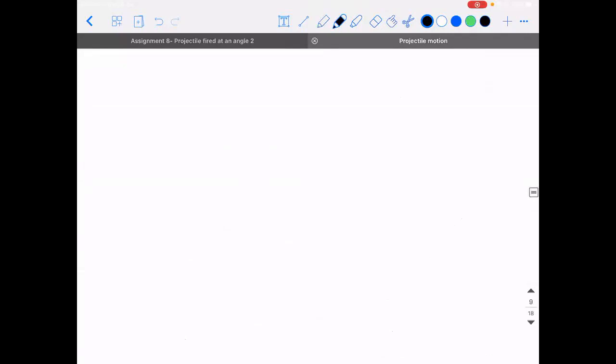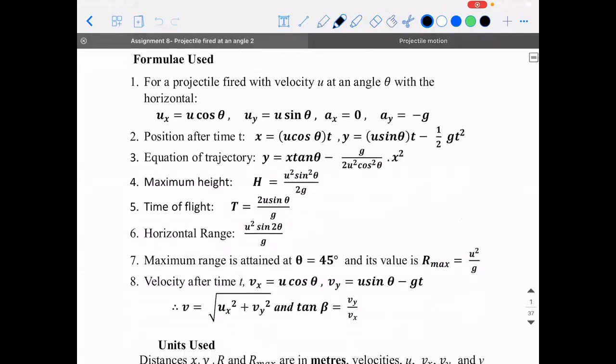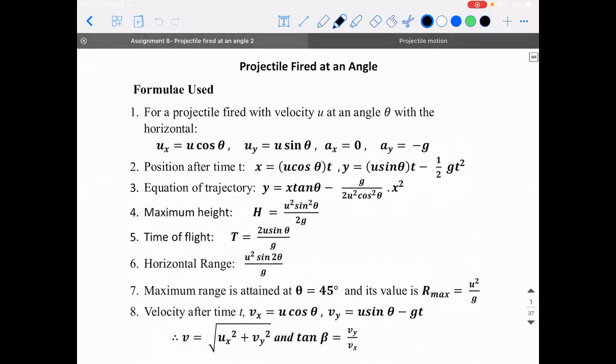Right. So these are all the important terms that are related to projectile motion. We will try out some problems based on this. Okay. So when you talk about the projectile which is fired at an angle with the horizontal, for a projectile motion with initial velocity u at an angle theta with the horizontal, ux will be u cos theta and uy will be u sin theta, ax is 0, ay is minus g.